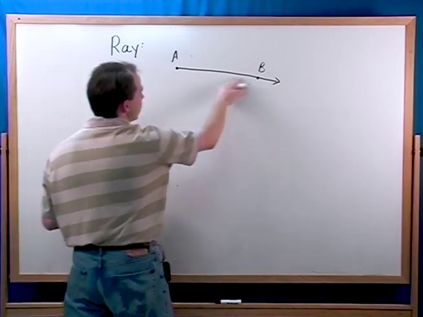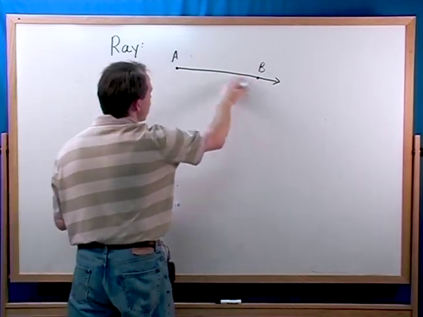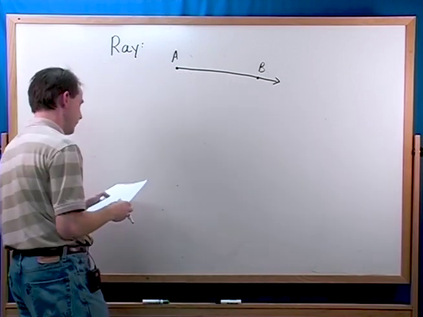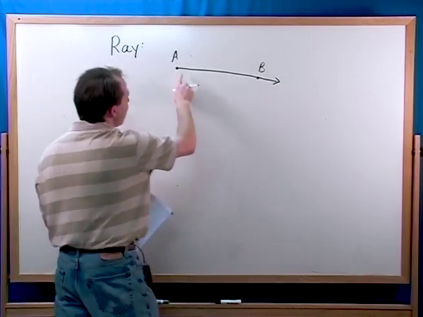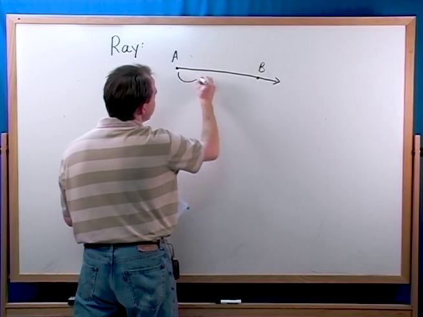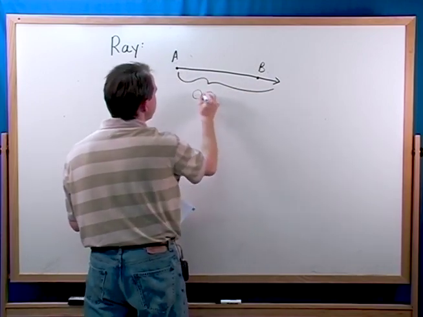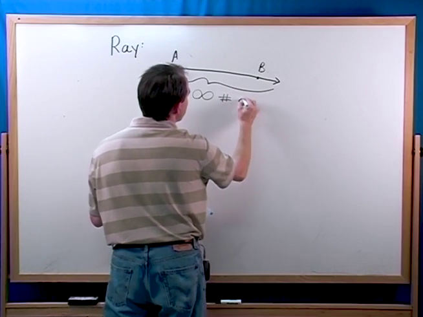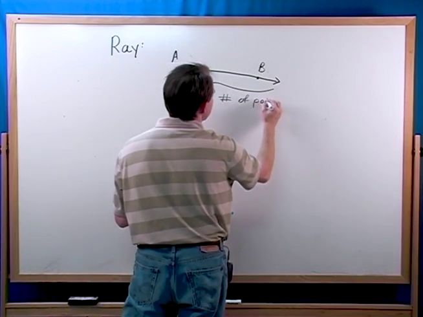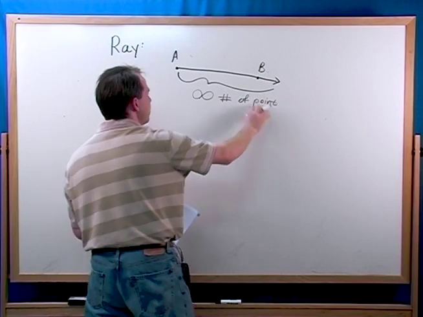So the endpoints are the 2 points that define the ray, A and B, just like before, and it goes on forever here. And just like before, in this part here, you have an infinite number of points. An infinite number of points that make up the ray.